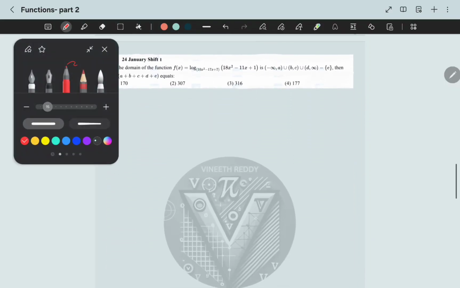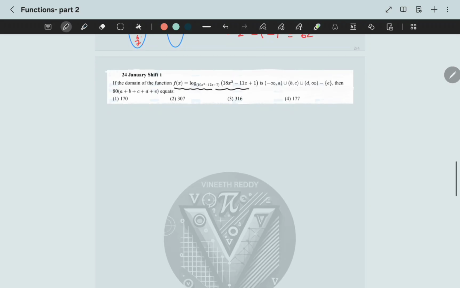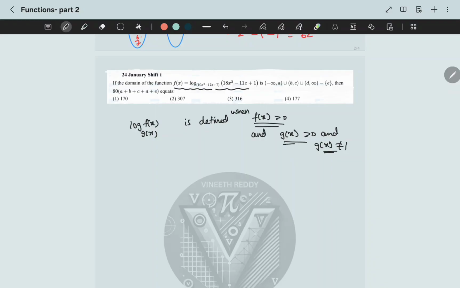Next question says, if the domain of the function, okay, a logarithmic function is given, is minus infinity to a union b to c union. So in functions we noticed that a lot of questions are on domain, right? So domain can be a good topic for the April shift. So log f of x to the base g of x is defined. So remember, it is defined when f of x is greater than 0 and g of x is greater than 0 and g of x is not equal to 1. We must fulfil all these three conditions, okay?